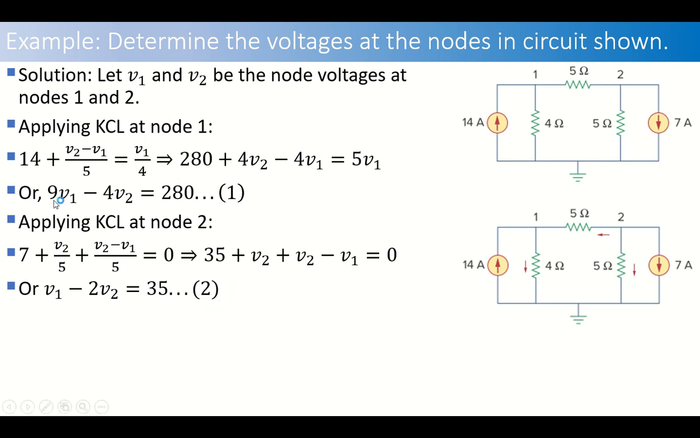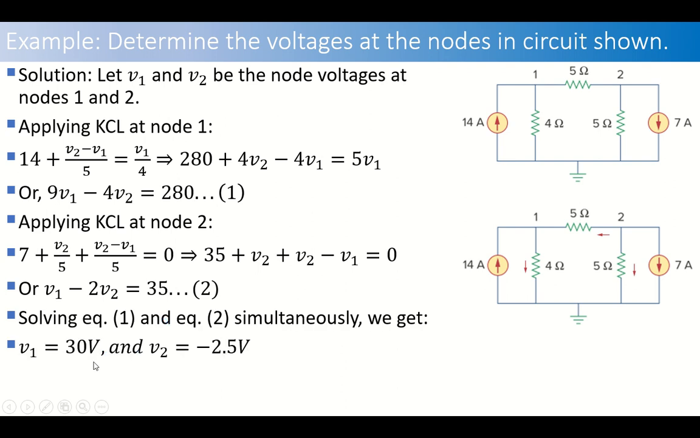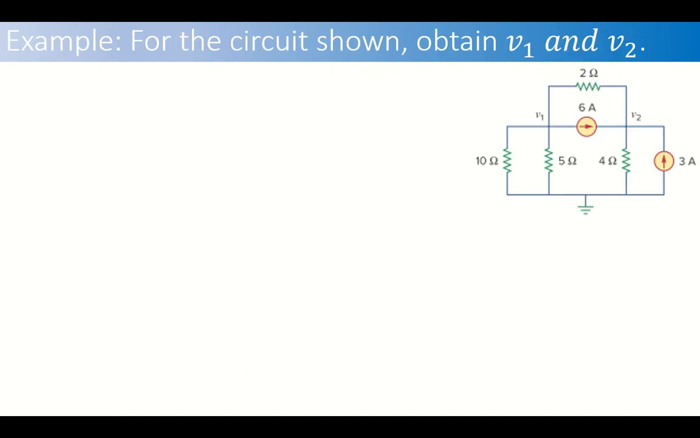Now we can solve equation number 1 and 2 simultaneously. So we'll get V1 equal to 30 volts and V2 equal to minus 2.5 volts. So now we have the node voltages at node number 1 and node number 2. So let's see another circuit. For the circuit shown, obtain V1 and V2.